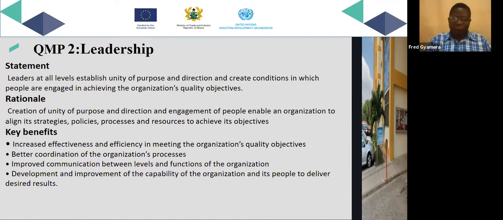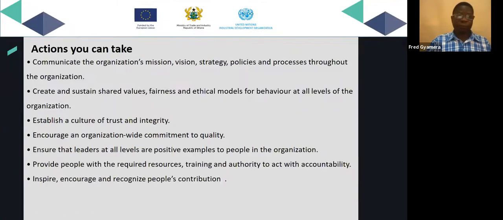Development and improvement of the capability of the company and its people to deliver the desired results, because you have what? Unity of purpose and direction. So leadership. What are some of the actions? Communicate your mission, vision, strategy, policy, because sometimes you go and you see the company has a strategy and policy document. How many people within that company, within the organization, even understand the strategy, the vision, the policies? Have you communicated it? Is it understood by all?